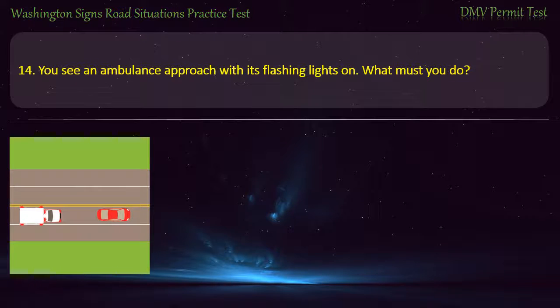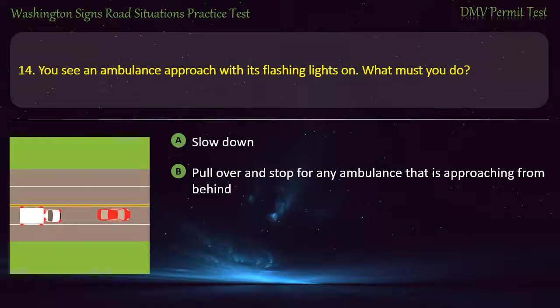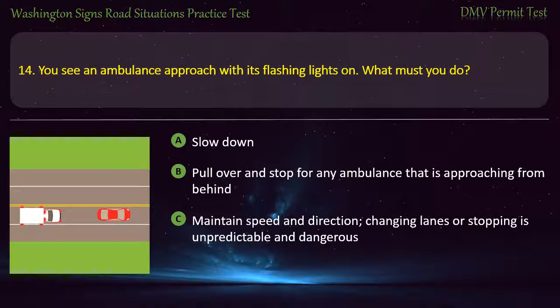Question 14. You see an ambulance approach with its flashing lights on. What must you do? Slow down. Pull over and stop for any ambulance that is approaching from behind. Maintain speed and direction. Changing lanes or stopping is unpredictable and dangerous. Pull over to the right and stop for any ambulance. Answer. Pull over to the right and stop for any ambulance.